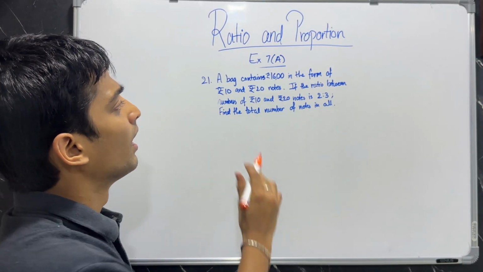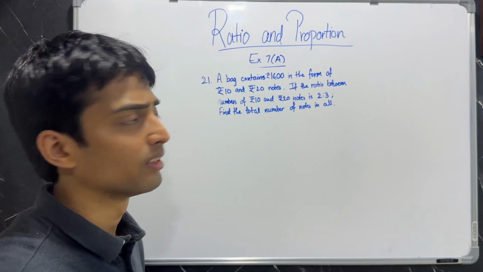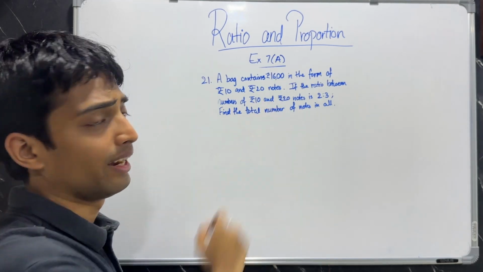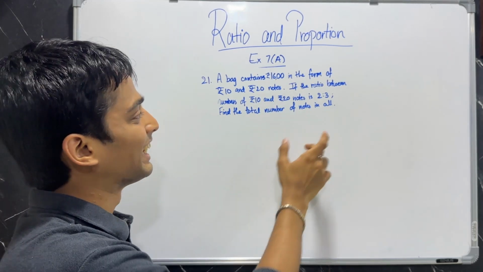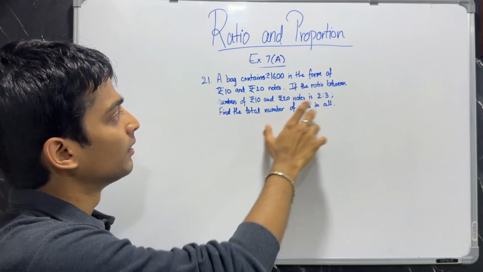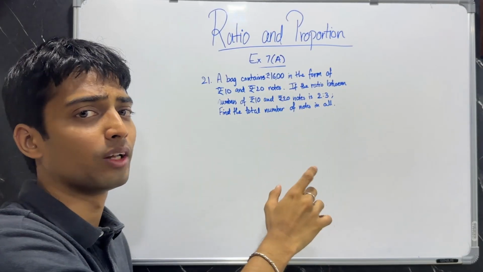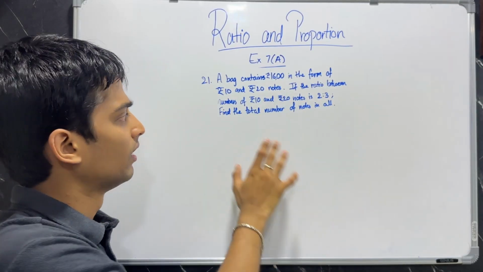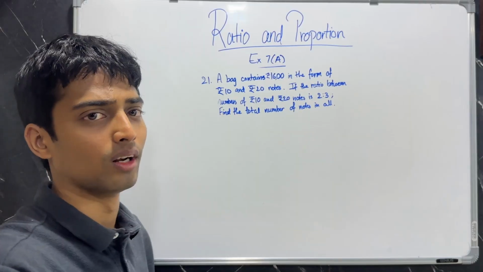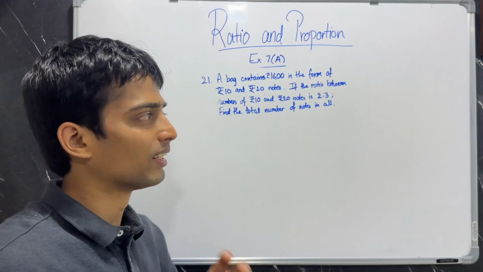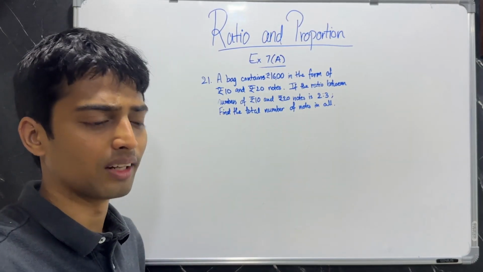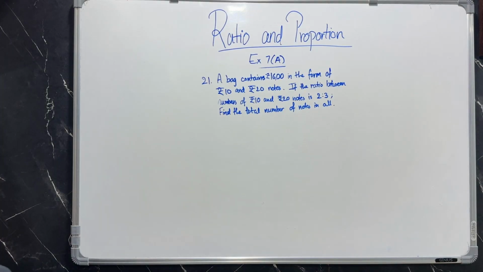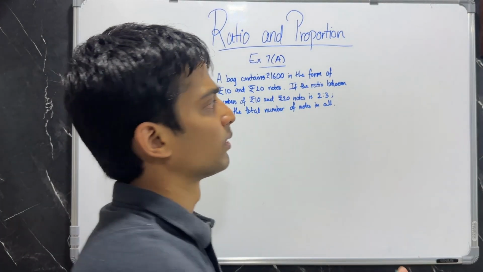Let's move on to the last sum, 21st sum, the last sum which we are going to solve. A bag contains 1600 rupees in the form of 10 rupee notes and 20 rupee notes. If the ratio between the numbers of 10 rupee and 20 rupee notes is 2:3, find the total number of notes in all. So I know this question is a little confusing. So let's understand with the help of a diagram. There are two types of notes.